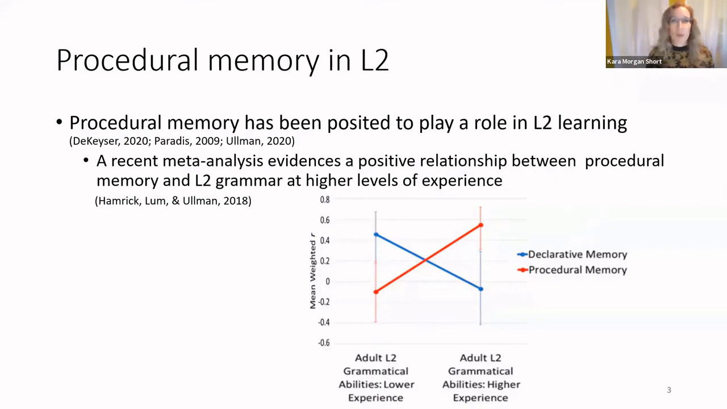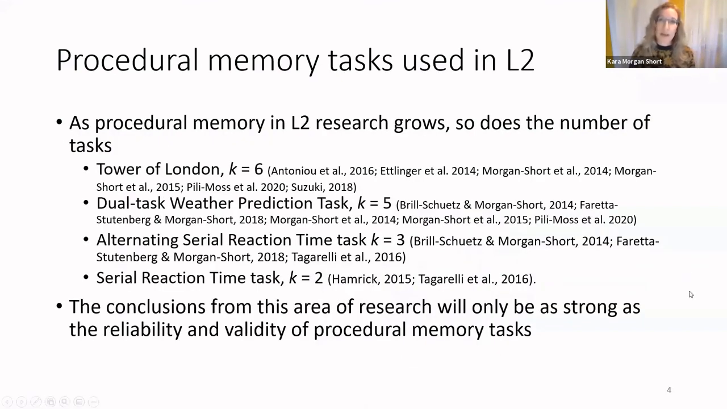As this research about the role of procedural memory in L2 grows, so does the number of tasks that have been used to assess procedural memory learning ability, with the most commonly used task by my lab and by others being the Tower of London, the dual task weather prediction task, and the alternating serial reaction time task, which we'll describe further later in the presentation. Here we'd like to point out that although it is not inherently problematic to use multiple tasks, the conclusions from this area of research will only be as strong as the reliability and validity of the specific task being used.